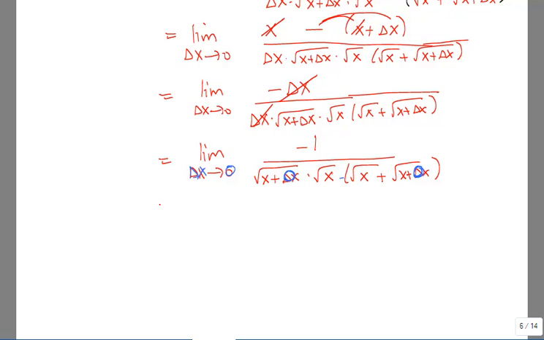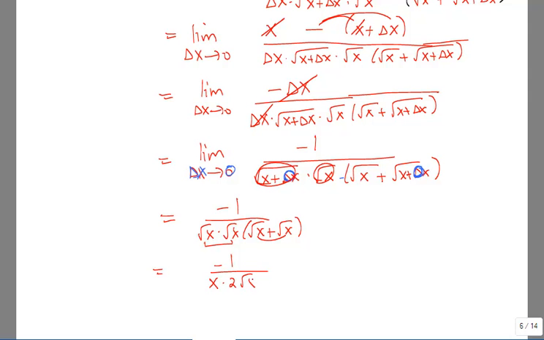So let's see what this is going to give me. I have that negative 1 on top. I have this square root of x from right here. I have a square root of x from in the middle, and then in these parentheses I have a square root of x plus another square root of x. So the square root of x times square root of x that I have out front of my parentheses just becomes an x, and square root of x plus square root of x, that's like an apple plus an apple gives me 2 apples, so this is going to give me 2 square root of x.